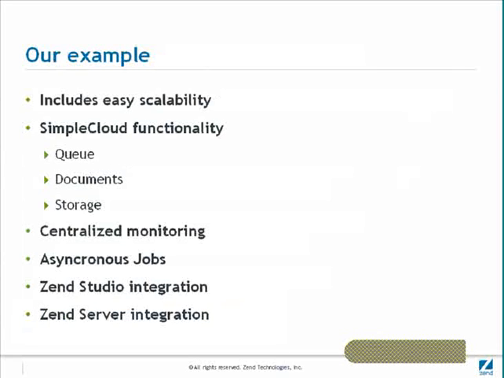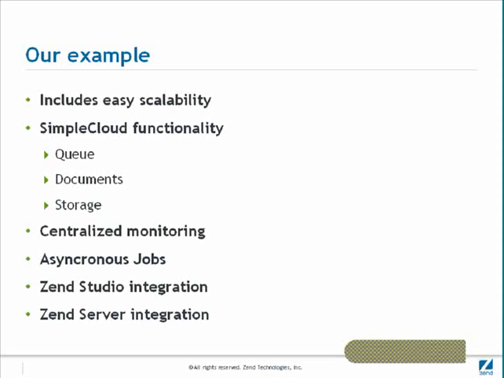So that brings us to the example. We're going to take a little bit of a look here, and then we'll wrap up. I've got about 15 minutes left, so this works out well. In the example, we want to include easy scalability. We want to be able to scale up this application quite quickly. We also want simple cloud functionality because we use a queue and we use storage. We also want centralized monitoring so we know when something actually goes on. We want asynchronous jobs because we don't want long-running requests. Long-running requests will kill your scalability. We also have Zend Studio and Zend Server integration in here.